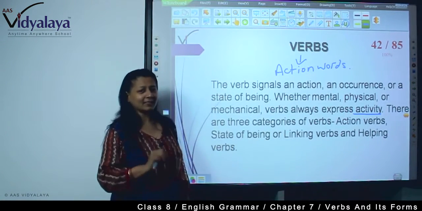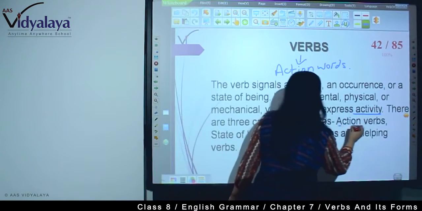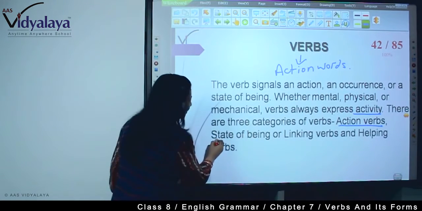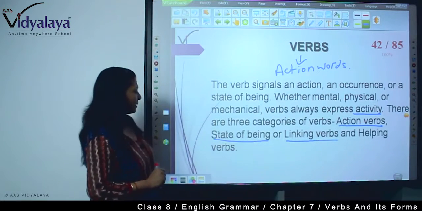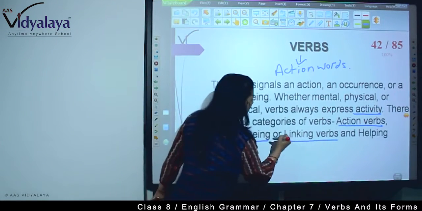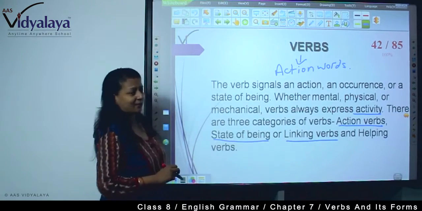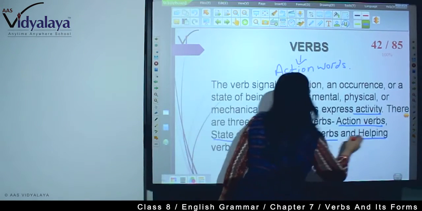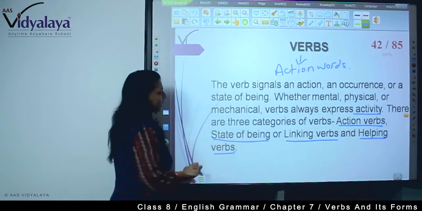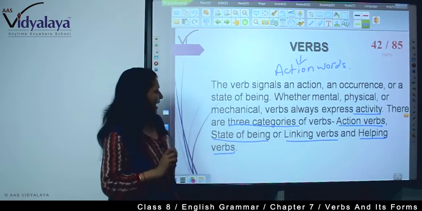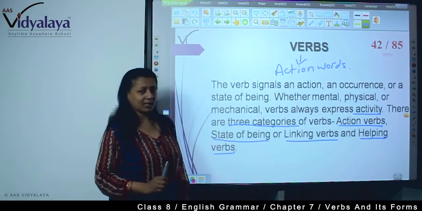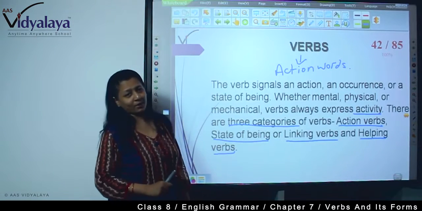There are 3 categories of verbs. Action verbs, then state of being or linking verbs, and helping verbs. So you are seeing there are 3 categories of verbs: action, state of being or linking verbs, and helping verbs.